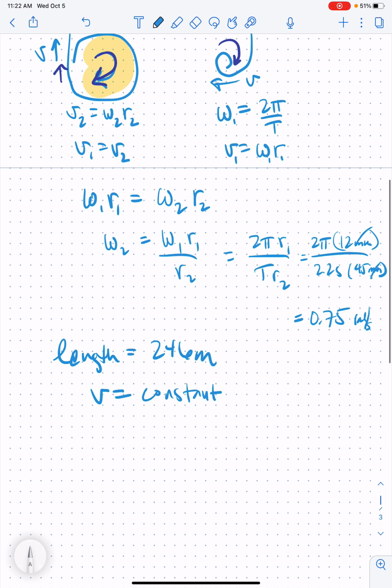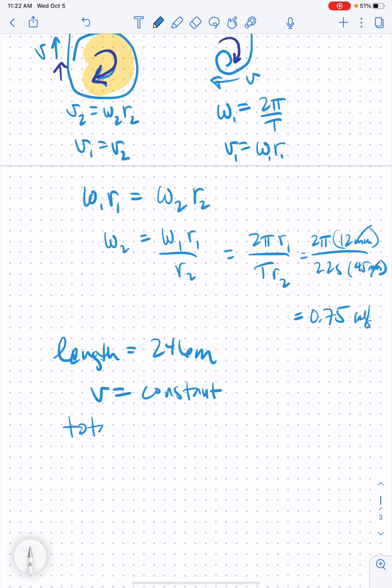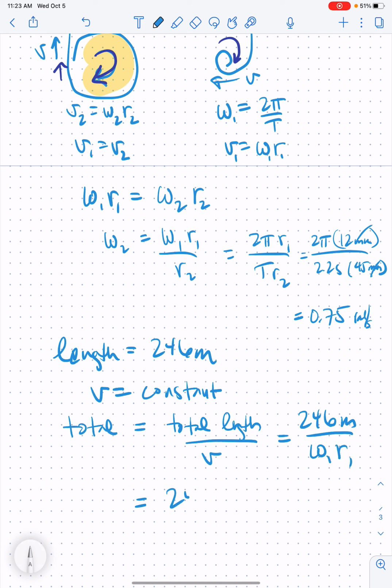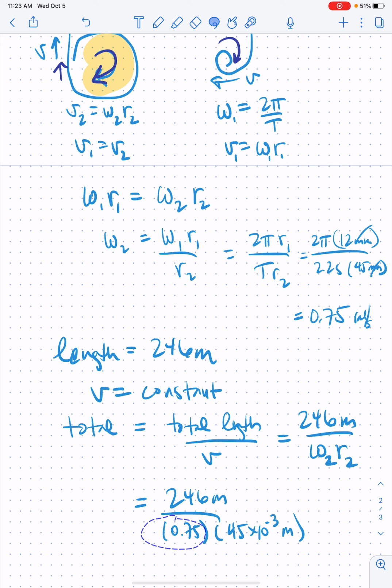And we already found that v. And so the total time is going to be the total length of the tape divided by the speed at which that tape goes through. And so that is 246 meters over omega 1 r1. So that's 246 meters over, actually let's use omega 2 r2 since we already found omega 2. So that's 0.75 times r2, which is 45 times 10 to the minus third meters. And I forgot to put the units of my omega.